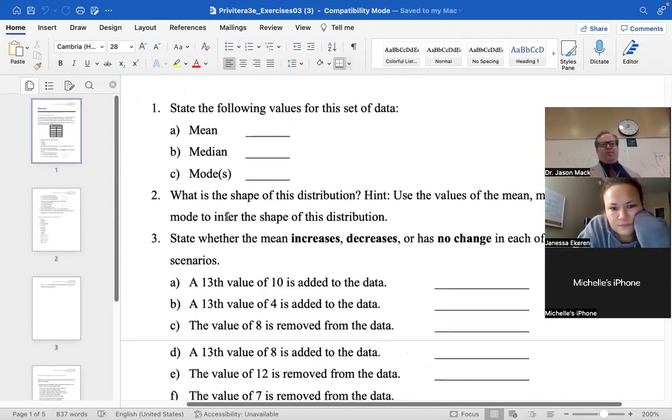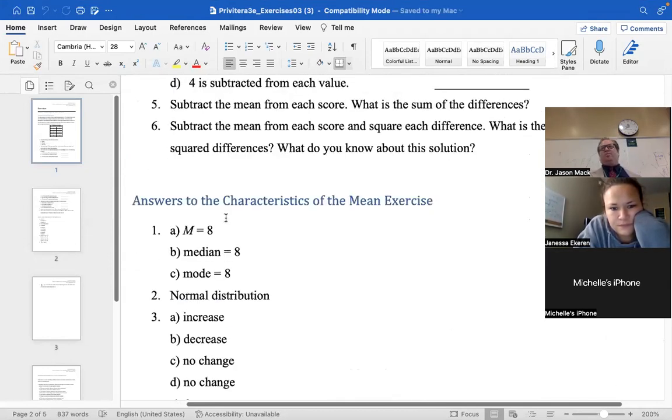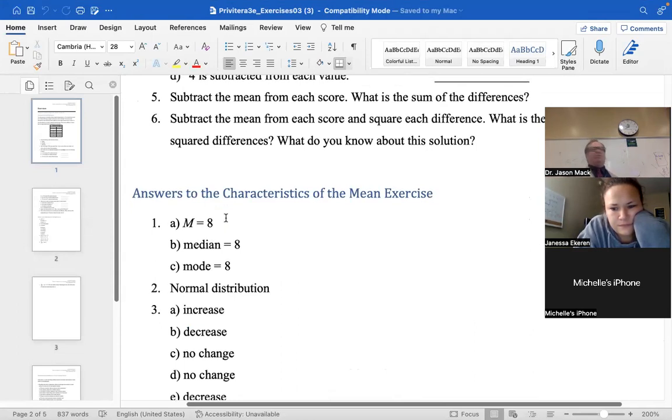So for number 1, mean, median, mode, all 8. You should have that. Number 2, normal distribution, it's symmetrical. Number 3 should be increase, decrease, no change, decrease.